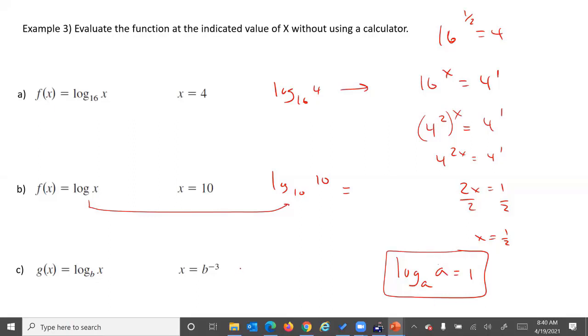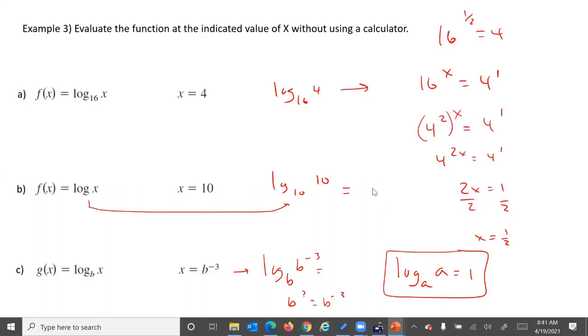Okay, so then let's do this one here. This one is going to be log base B of B to the negative 3. What's the answer here? Everybody agreed with negative 3. What exponent do you put on B in order to give you B to the negative 3? I think that makes sense because the B's are the same, right? Therefore, the question mark is going to be negative 3.